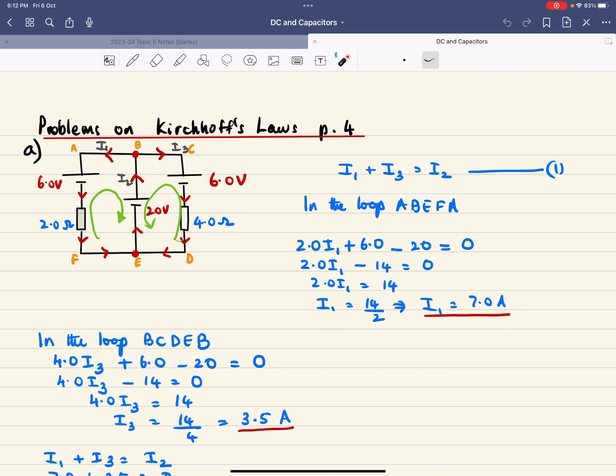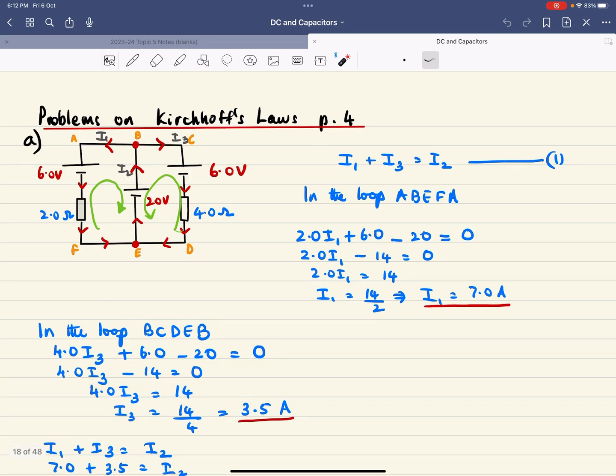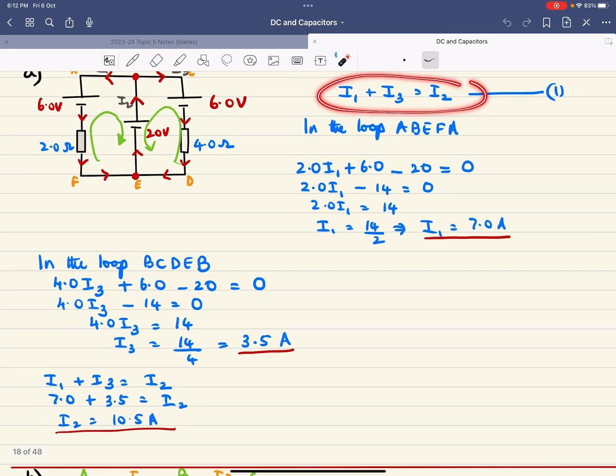And then if I look at this loop here, again I could choose to go clockwise or anti-clockwise. In this case I have gone anti-clockwise, so I go 4 times I3, it's going against the current, and there's more energy here. Then I'm coming out of the positive, so it's plus 6, and then I'm coming out of the negative end of this, so it's minus 20 equals 0, and you solve for I3, you get 3.5 amps, and then I use the initial equation here, and I get the value for I2.